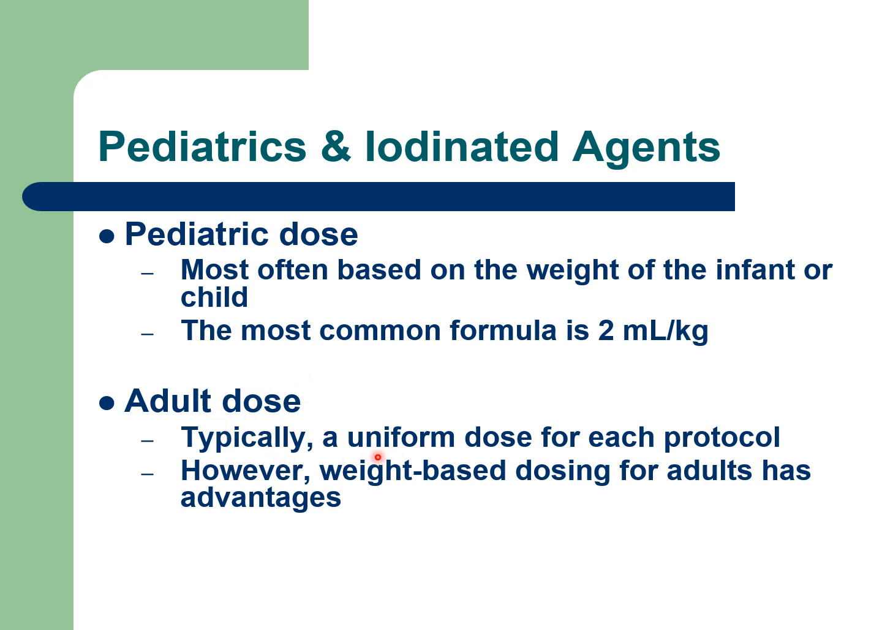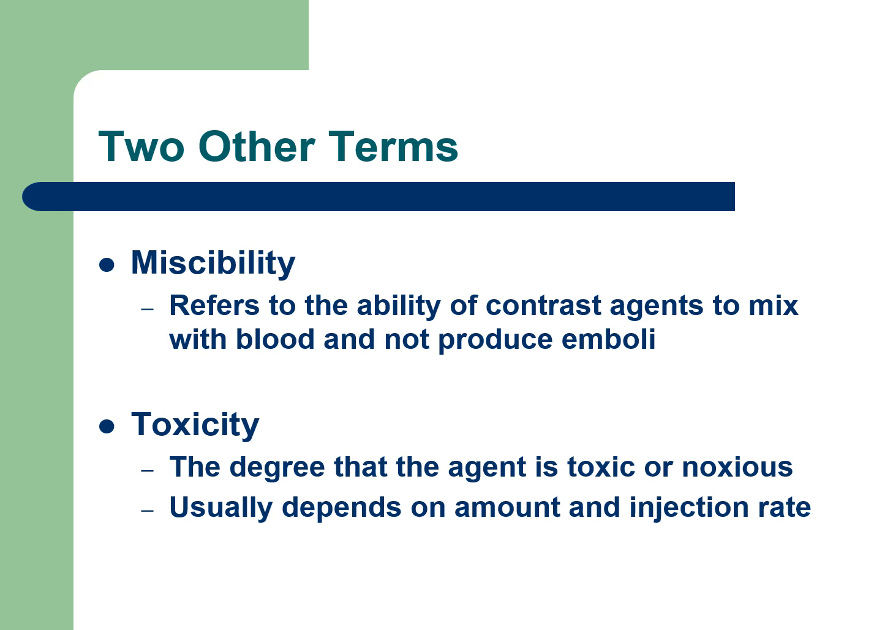For the adult dose, we typically use a uniform dose. If you've been doing CT for a little bit, or when you start, you're going to see that your facility may have a dose chart that says any adult weighing over 100 pounds, for this exam, we will use 50, 75, or 100 mLs of contrast. You have to look at the concentration of the contrast you're using, but they're usually not widely different, and they would be specified in your protocol. So the adult dose is typically a uniform dose for each protocol. However, weight-based dosing for adults has advantages if the adult is sensitive and you want to be sure you don't overdose them with contrast.